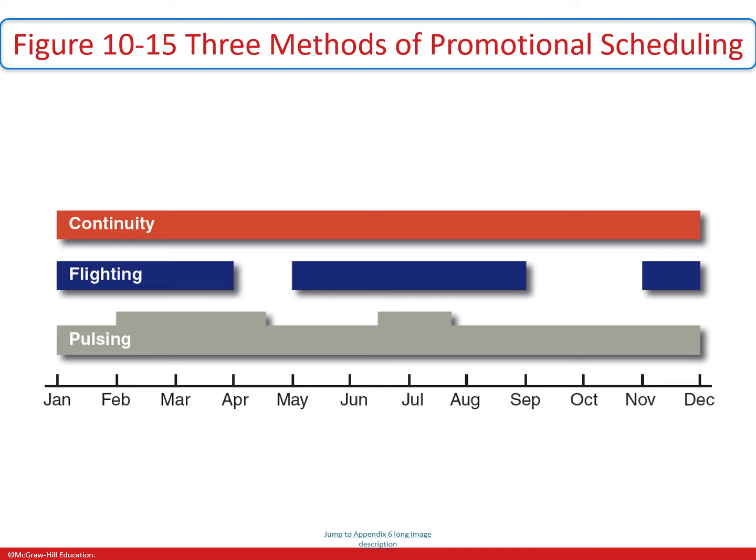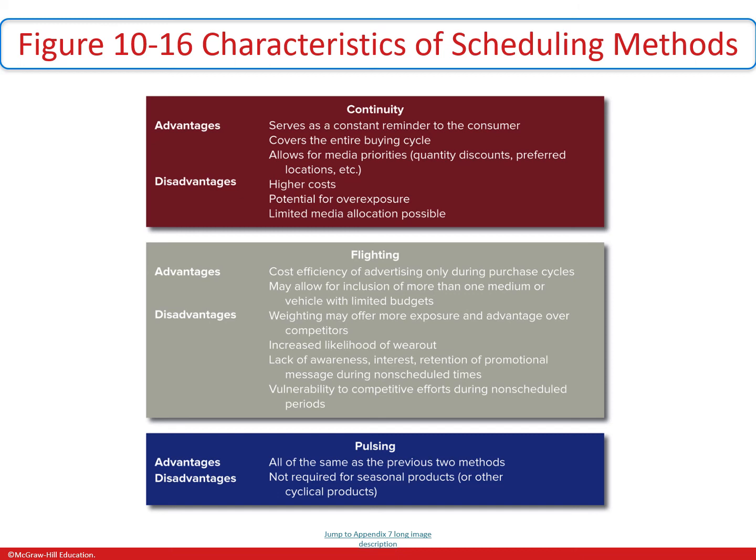Now, here, three methods of promotional scheduling. This is how we would diagram the continuity, flighting and pulsing method. So you notice the straight line, the line with the gaps, and then you have the pulse. So consistency going up, there is a bump up, then it goes back down to where it was, and then it bumps up again. And here, this figure outlines the advantages and disadvantages of each of the methods. I would strongly recommend that you take a look at these.